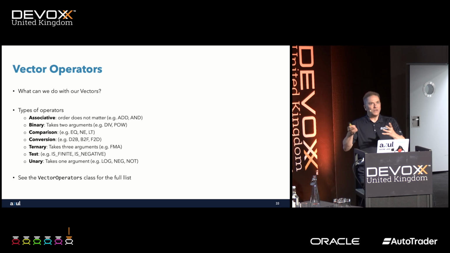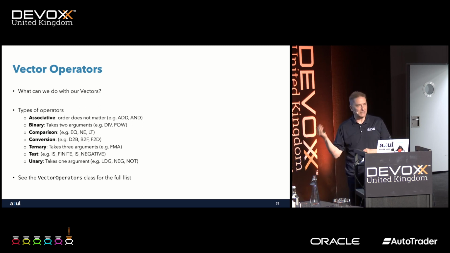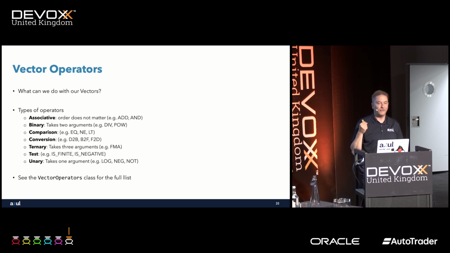What can we do once we've got our vector? Well, lots of different things. There are a whole set of operations available through the vector operations class. Look at the documentation for a full list. You can break them down into these different types. You've got associative ones, where the order doesn't matter, so you're doing an add or an and. It doesn't matter whether you add A to B or B to A, it's going to give you the same result.